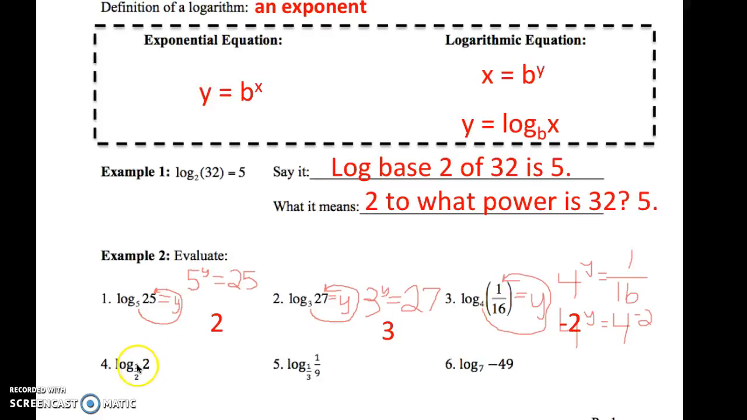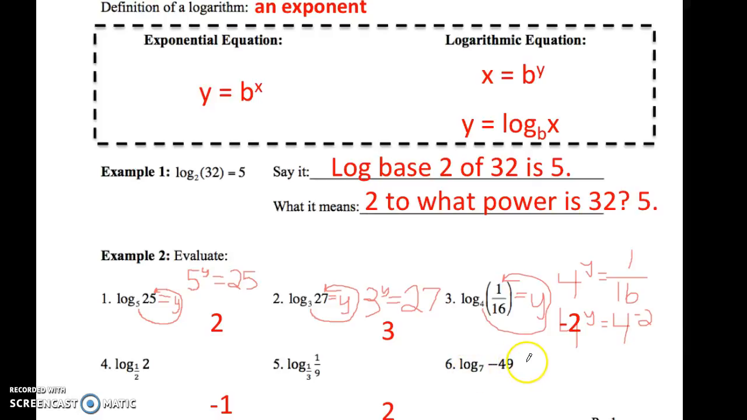Number 4, log base 1/2 of 2. Set that equal to y. So 1/2 to the negative 1 power would equal 2. Number 5, 1/3 to what power equals 1/9? Well, that is to the second power. 1/3 squared is 1/9.